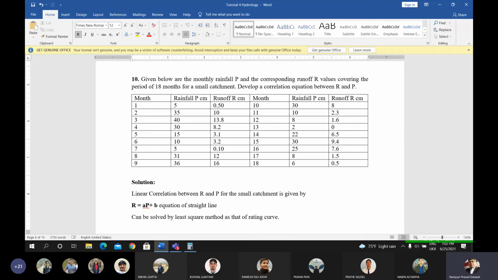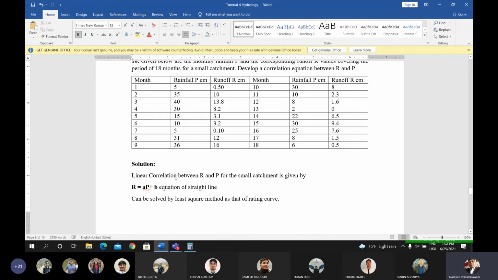The equation between R and P is R is equal to AP plus B for the linear relationship. If the area is small, then you can use the linear relationship. If the area is greater, then you can use the exponential relationship. Okay, so this equation we have already studied for the small catchment area. Linear relationship, runoff is equal to AP plus B, which is the equation of the straight line.